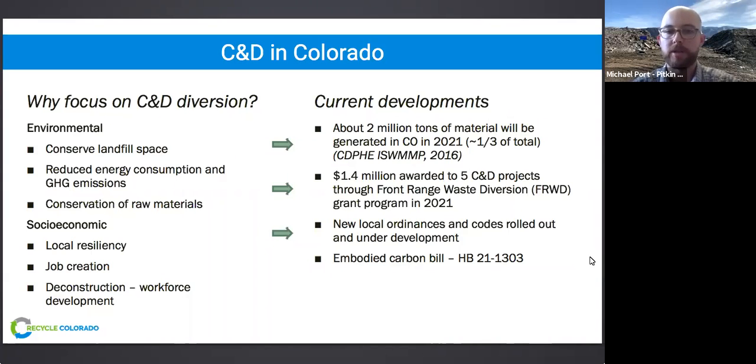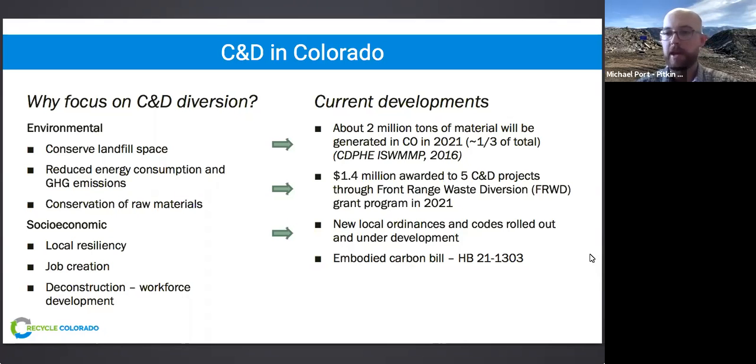But in Colorado today, it's estimated 2 million tons of material will be generated across the state, and that's about 1/3 of our total waste generation. Just this year, under the new Front Range Waste Diversion Grant Program, a C&D RFP went out. And $1.4 million was awarded to 5 different projects focused on C&D, from drywall end markets to C&D sorting facilities to building material reuse warehousing, trying to build out that capacity.